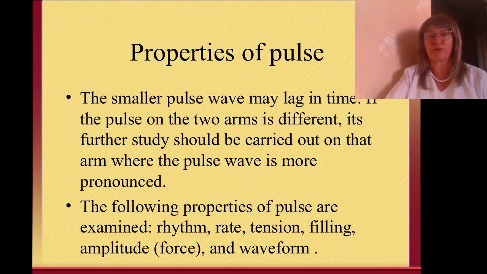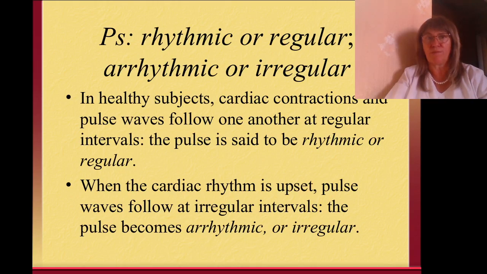The following properties of pulse are examined: rhythm, rate, tension, filling, amplitude, force, and waveform. Pulse: rhythmic or regular, arrhythmic or irregular. In healthy subjects, cardiac contraction and pulse waves follow one another at regular intervals. The pulse is said to be rhythmic or regular. When the cardiac rhythm is abnormal, the pulse waves follow at irregular intervals. The pulse becomes arrhythmic or irregular.